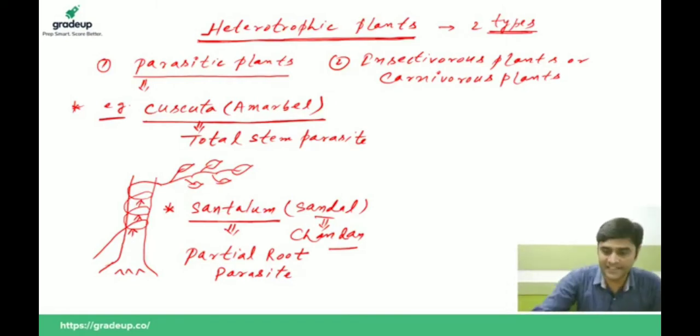Now we have insectivorous plants. The second type of heterotrophic plants is insectivorous plants.